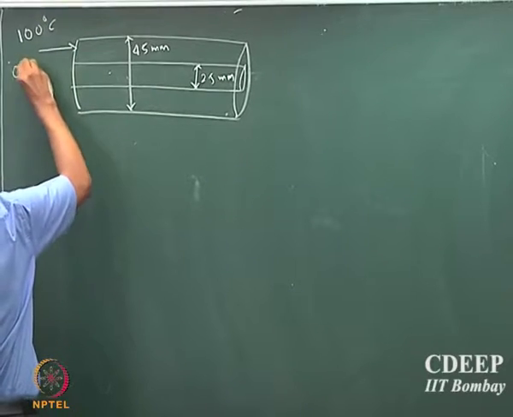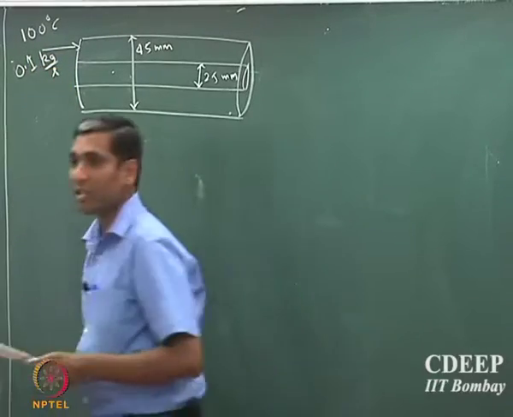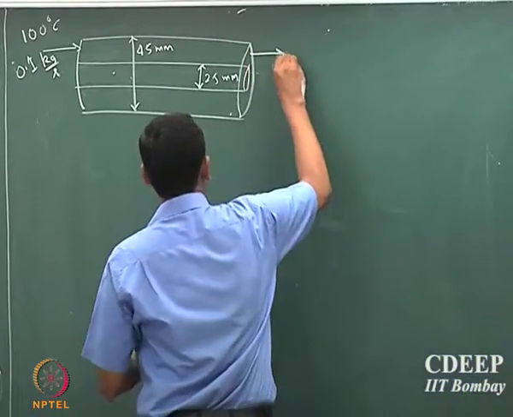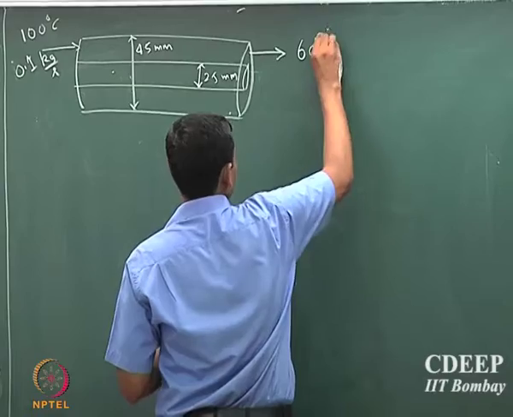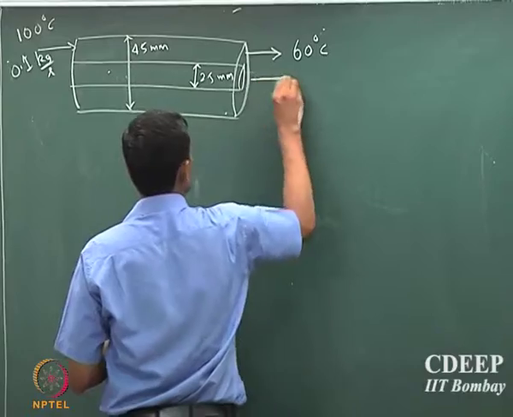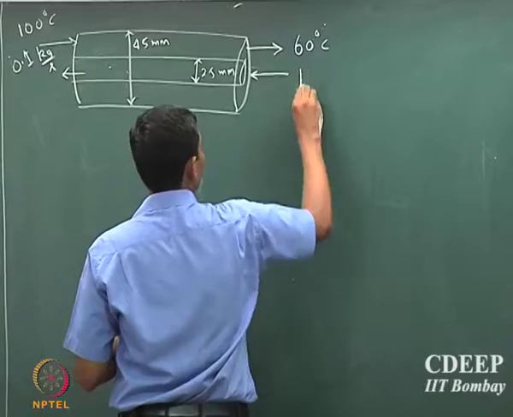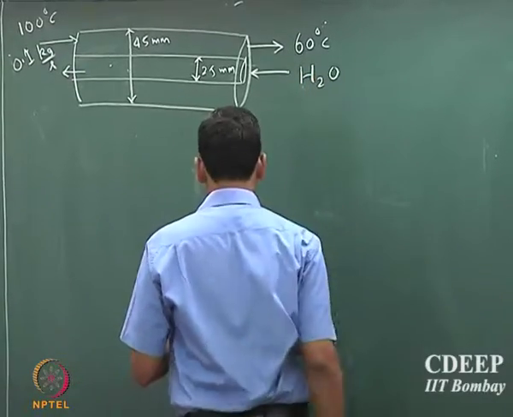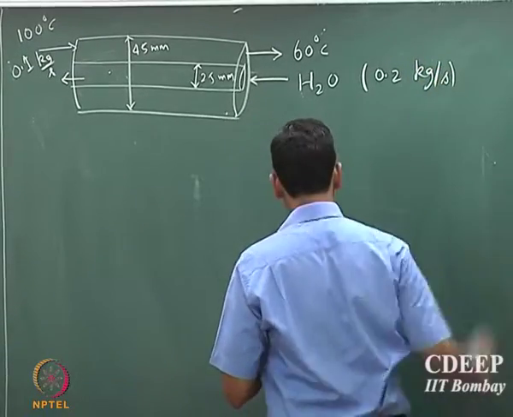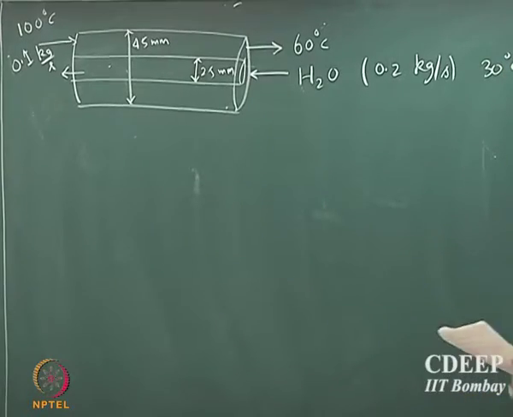1.1 kgs per second at 100 degrees C in the outer chamber, and the oil leaves at 60 degrees C. So, clearly that is the hot fluid, and we have cold fluid which is flowing through the inside of the tube, which is water, and it is flowing at 0.2 kgs per second mass flow rate at 30 degrees C. Okay, and that is what is given to you, and some properties are given.